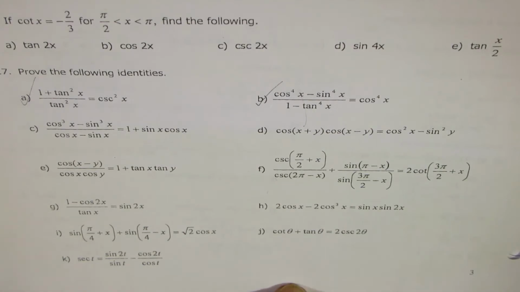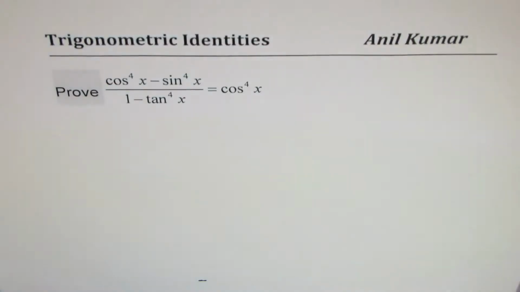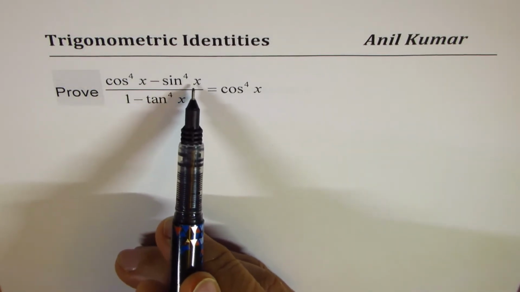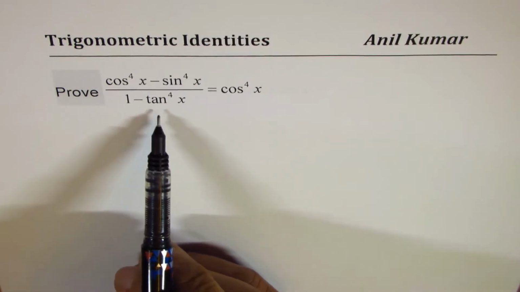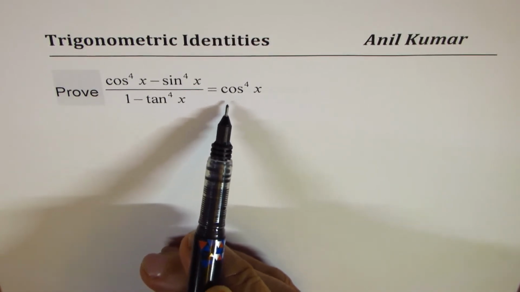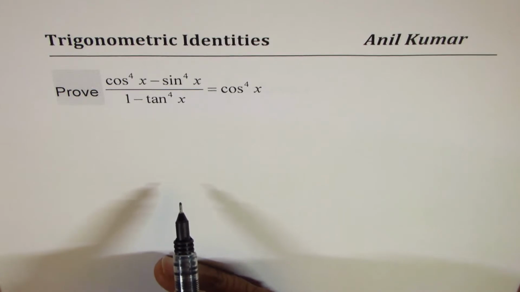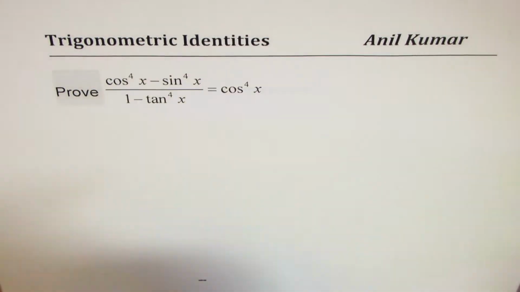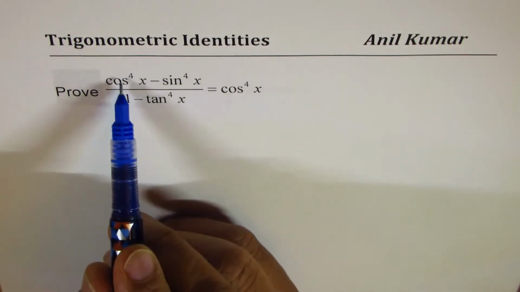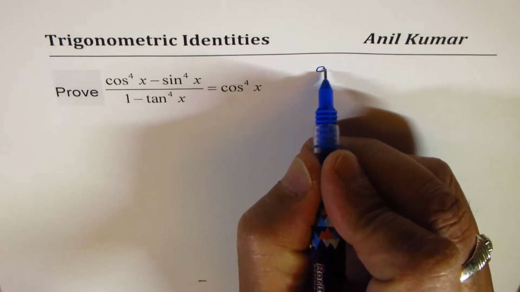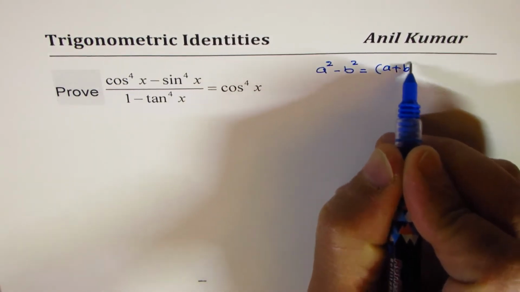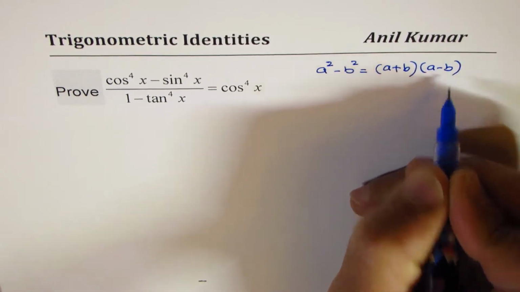So let's begin with part B, which is we need to prove the identity cos to the power of 4x minus sine to the power of 4x divided by 1 minus tan to the power of 4x equals cos to the power of 4x. Now here the formulas which we are going to use will be simple formulas like a square minus b square to factor the numerator. A square minus b square is equal to a plus b times a minus b, right?